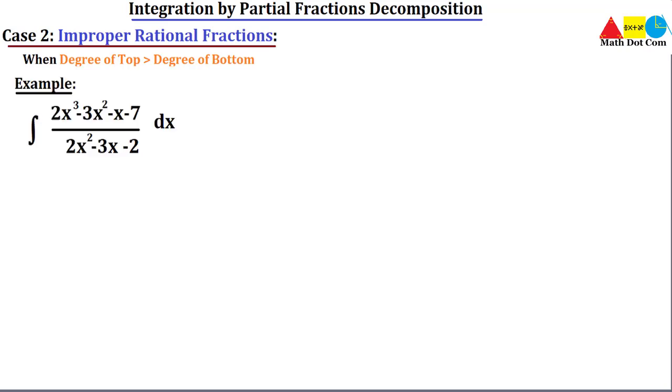Let's see how. This is an example where it is clear that the degree of the numerator is 3 and the degree of the denominator is 2. So it is an improper rational fraction and we have to solve it differently as compared to the previous method in case 1. So how can we solve it? First we have to divide this fraction in order to get the proper rational fraction, and once we get the proper rational fraction, then we will apply the partial fraction decomposition on it.